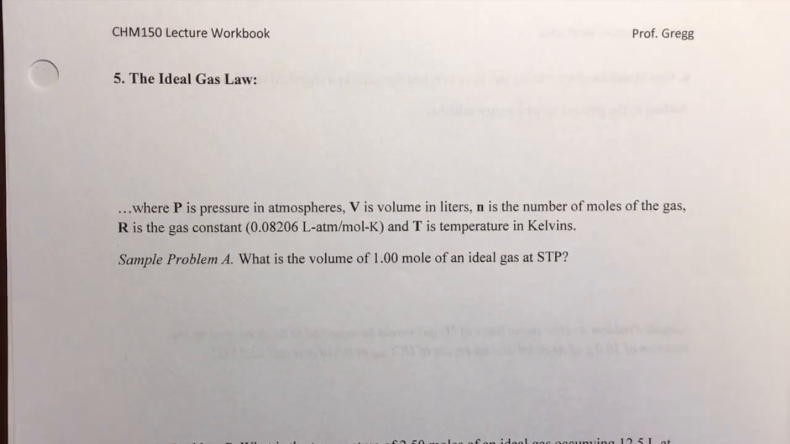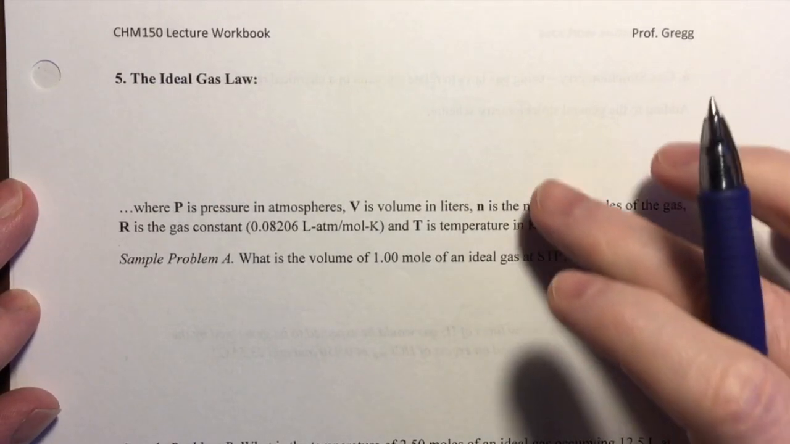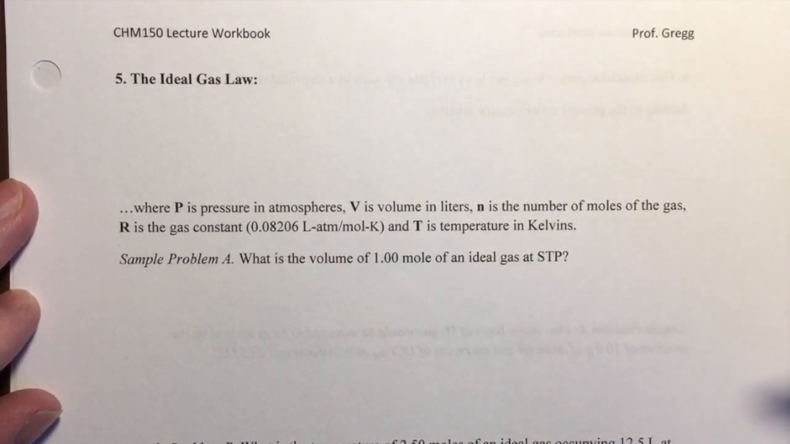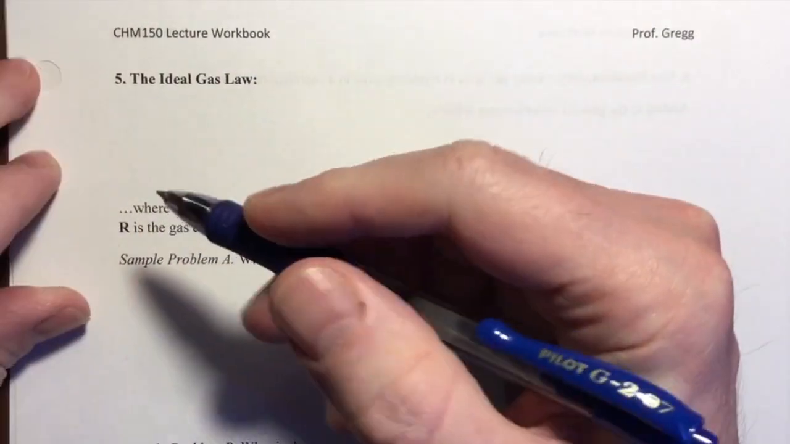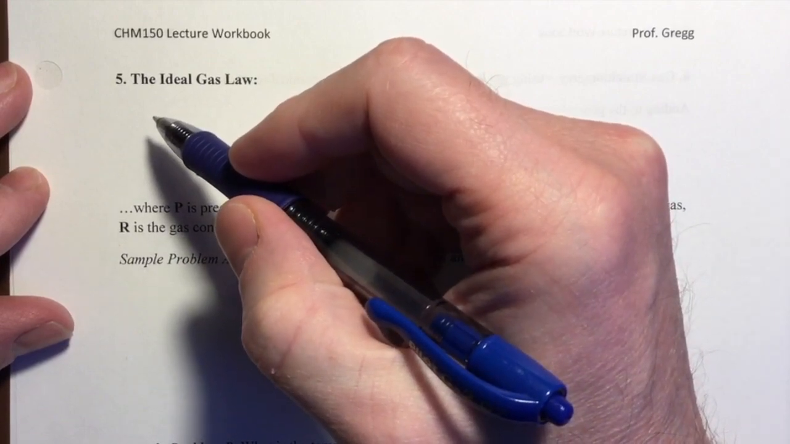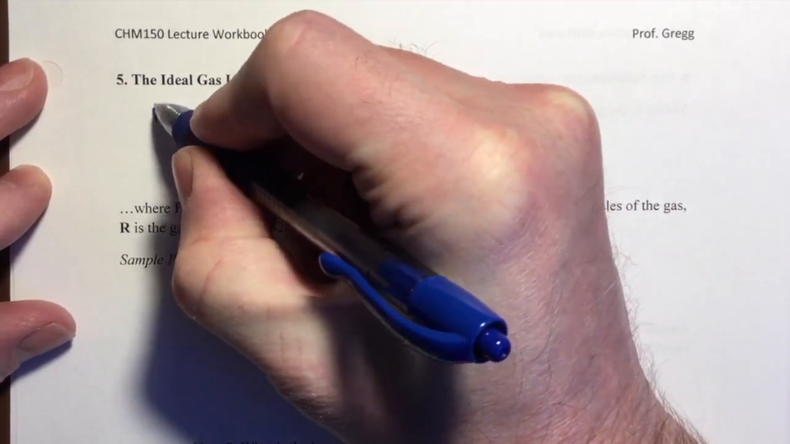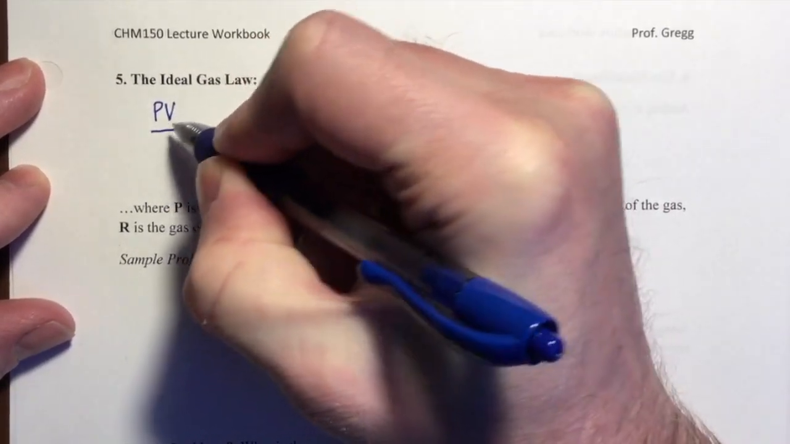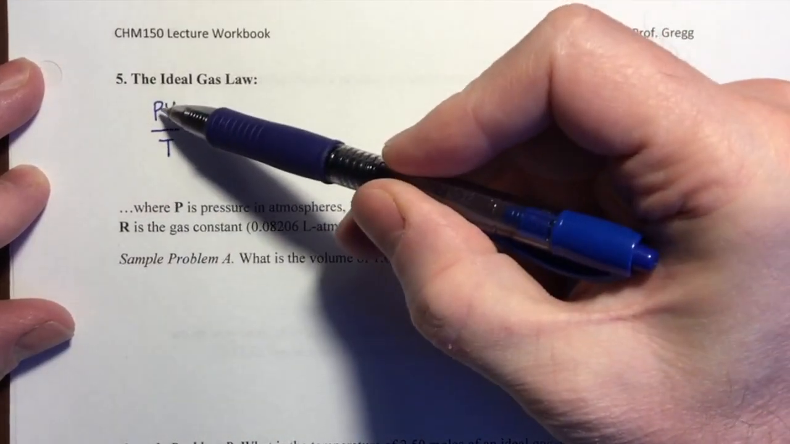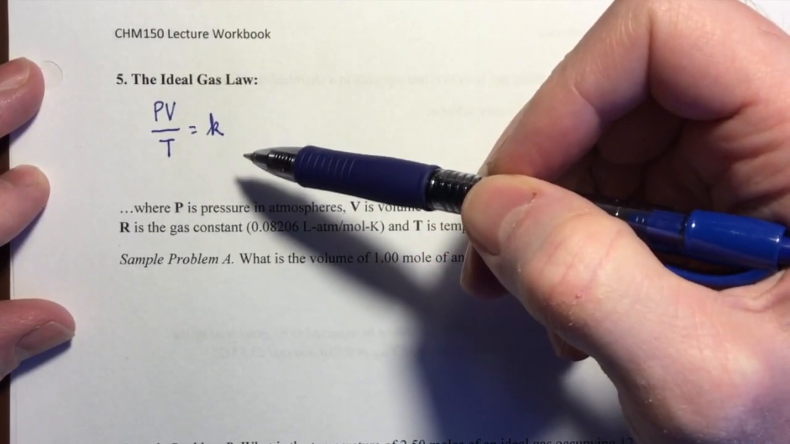Okay, in this video I'd like to introduce what we call the ideal gas law. The ideal gas law is also derived from the individual gas laws that we've discussed in earlier videos. So I just want to remind you that when we take the individual gas laws that relate the individual properties of a gas, the volume, temperature, and pressure, we get this relationship. We get pressure times volume divided by temperature equals some constant K.